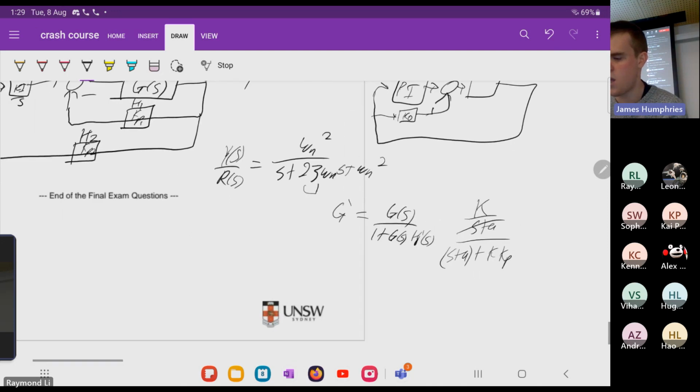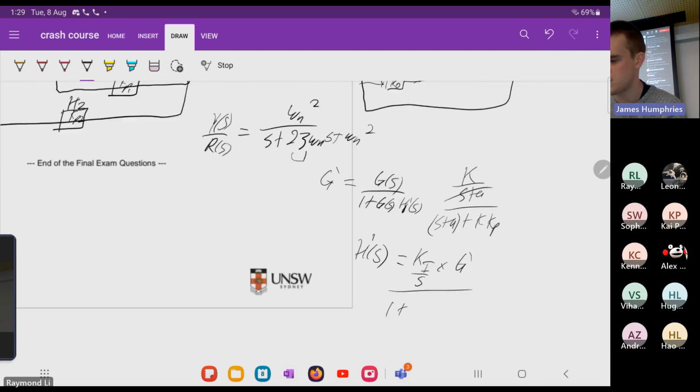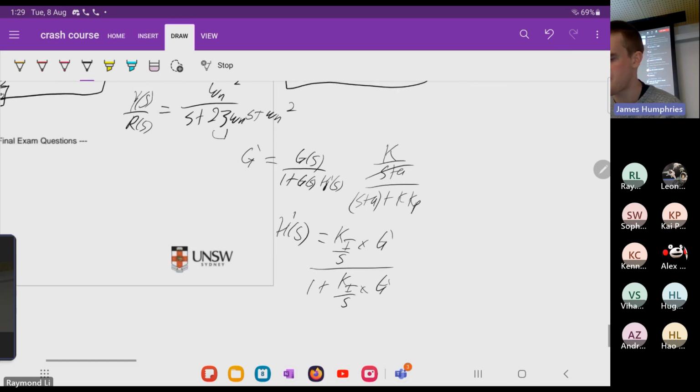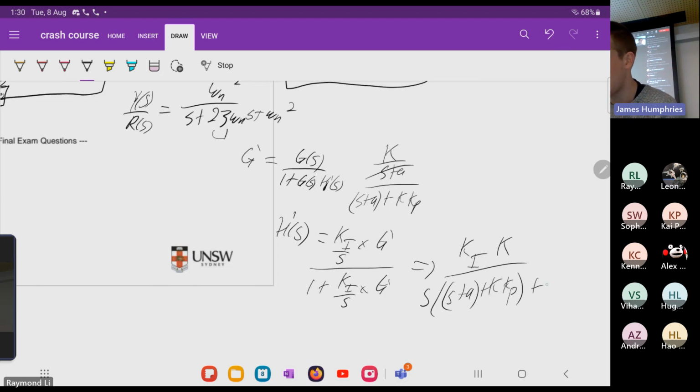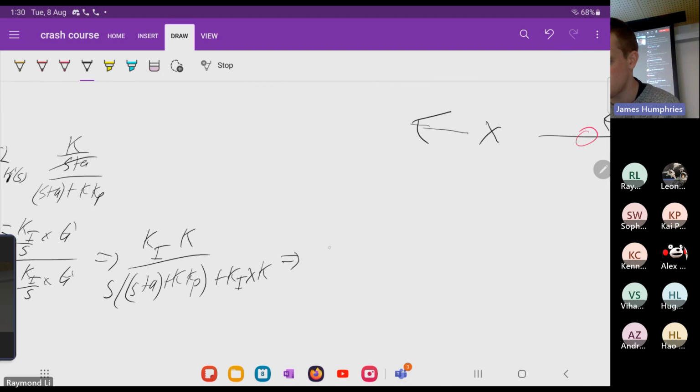Then our H of S overall, H prime, is just going to equal Ki on S times G prime, all on 1 plus Ki on S times G prime, which leads us to Ki K all on S plus A plus K Kp, S plus Ki times K, which then leads us to Ki K on S squared plus S lots of A plus K Kp plus K Ki.